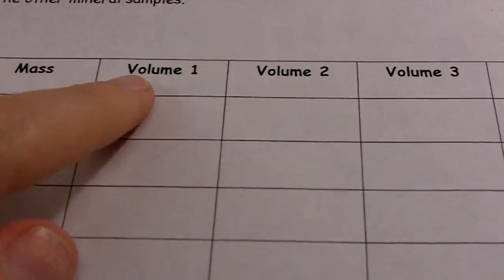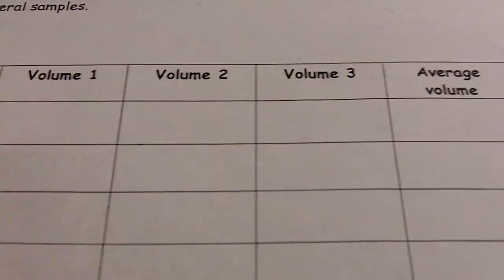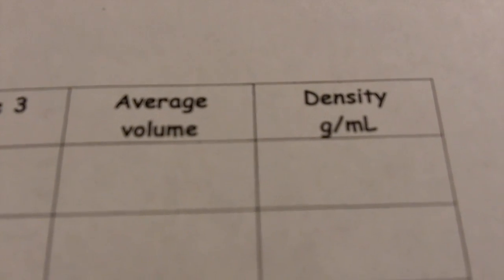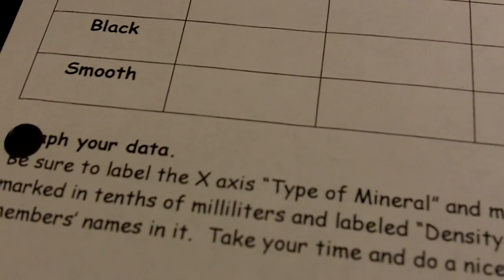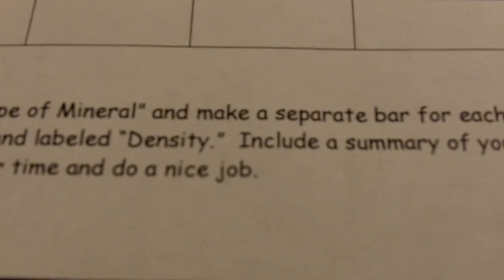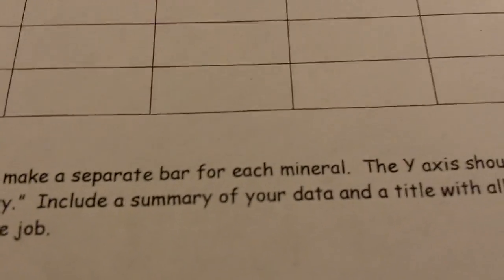You're going to do this 3 times for each mineral, and then you're going to find the average, and then you'll calculate your density by doing mass divided by volume, using your average volume for that. When you're finished, you're going to graph your data. There's instructions here, graph paper in the front of the room. Make sure you do a really nice job, and then you'll answer the questions on the back.